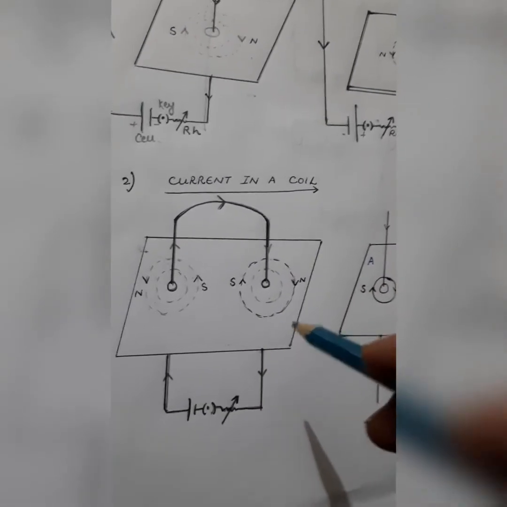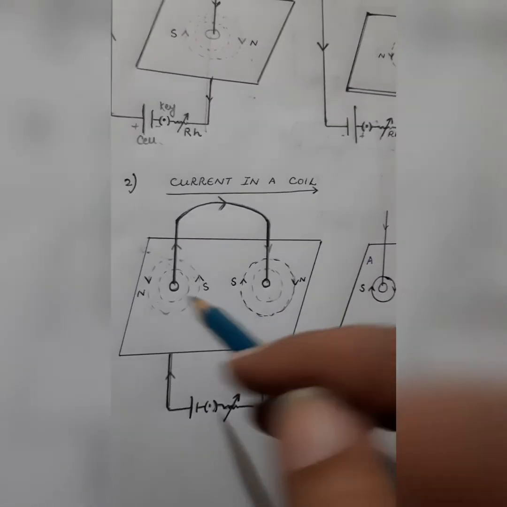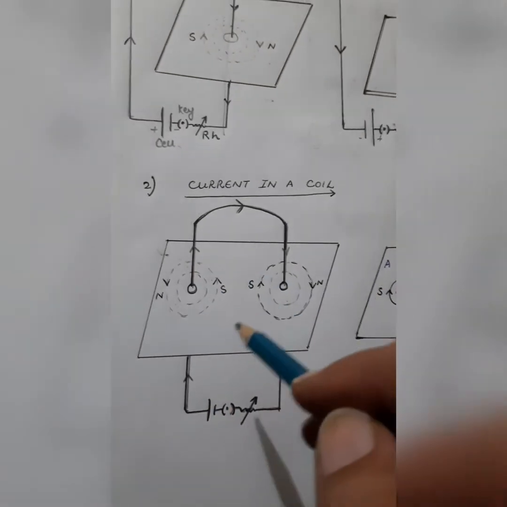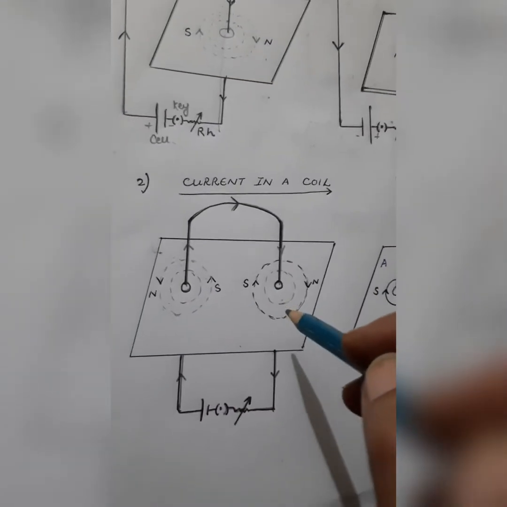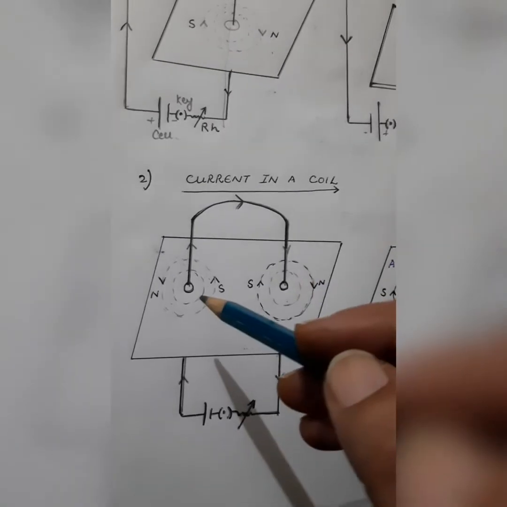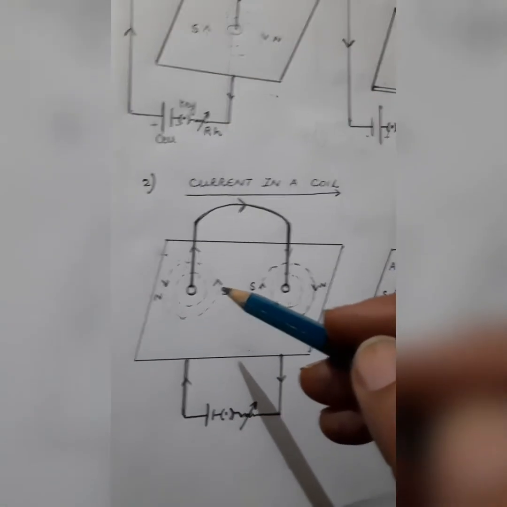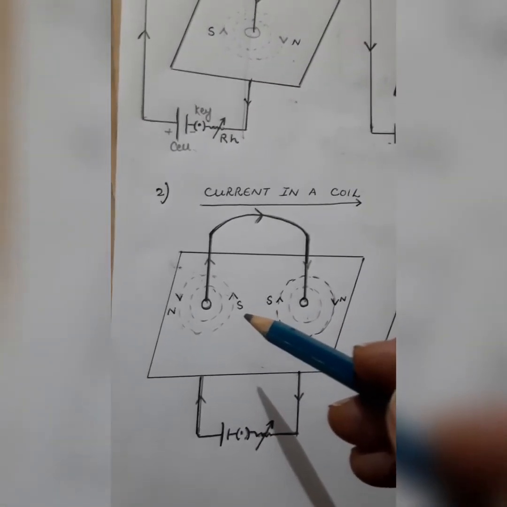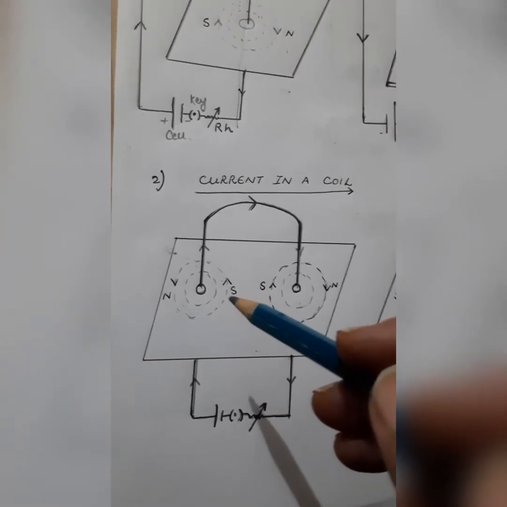So after that, when I tap this, what will you observe there? Concentric circles will be formed around both the holes. Again, the same question: if there are concentric circles, meaning there is a magnetic field, which one is south and which one is north?